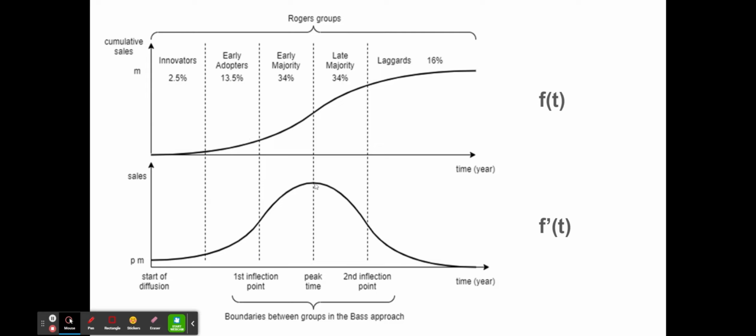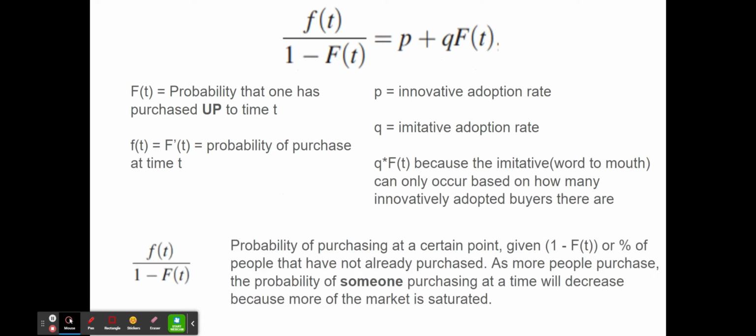So if you look here, the greatest amount of sales at a given point is also when our cumulative sales is growing fastest, which makes sense because this is the graph of the instantaneous change. This top one we'll come back to later when we look at our final equations.